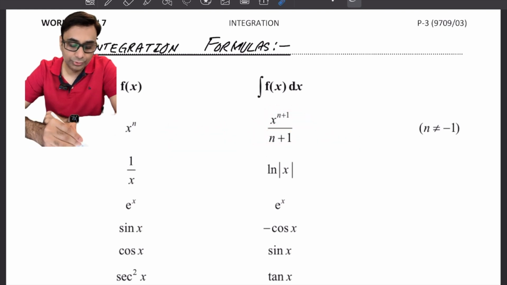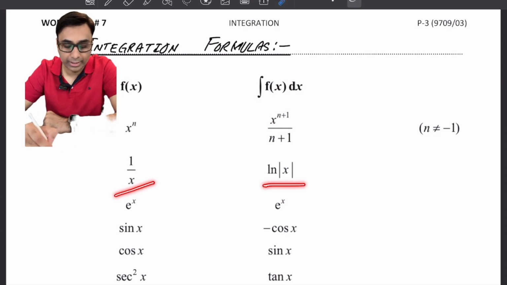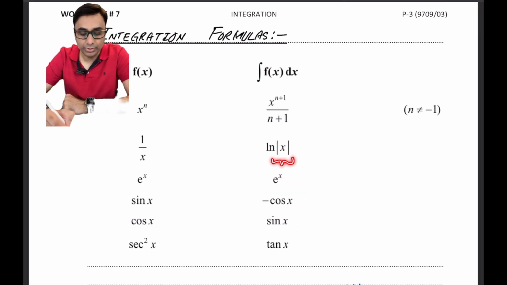And for that, you have another formula given to you, which is 1 over x integrates to ln x. Please note that in this formula, x is written in the modulus sign. The reason for that is because log does not exist for negative values. So this modulus sign represents that anything that is inside is always going to be positive.